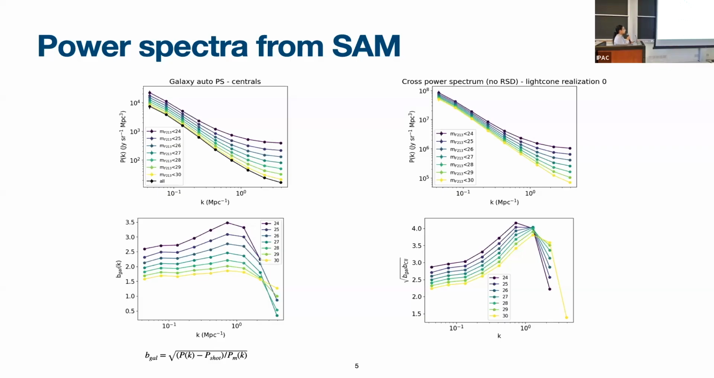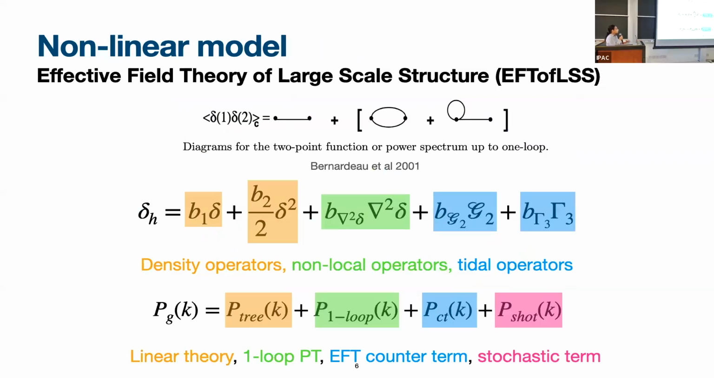So we see that for depth of 30, it's pretty linear and constant at large scales, which is what is expected. But at brighter magnitude cuts of about 24, we see that the bias increases at intermediate redshifts, which is due to the contribution of non-linear biasing. So we see a similar behavior in the cross power spectrum as well, and the biases that go into the cross power spectrum. So hence, we use a non-linear model to model the power spectrum.